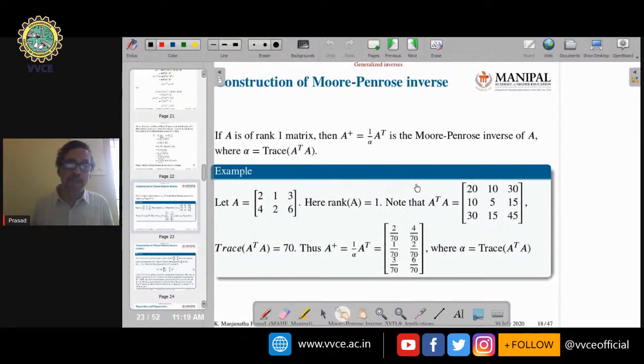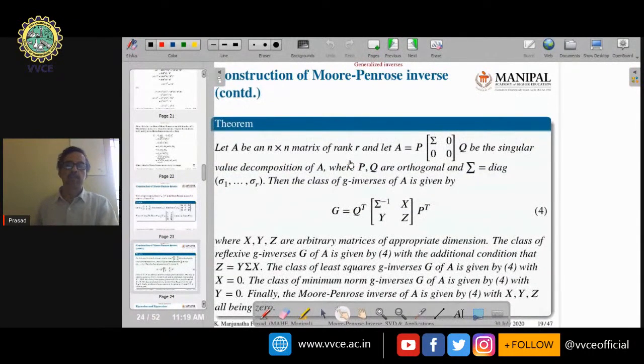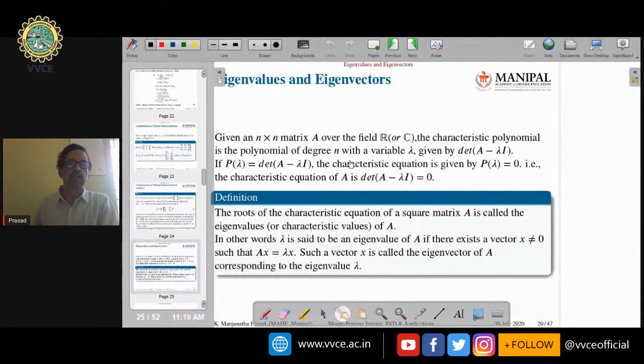But don't play the same trick when rank is not equal to 1. It is not so simple. That is where the singular value decomposition comes to our help. I don't discuss this now. Unfortunately, I kept this particular theorem over here. I'll come back to this slide once I discuss the singular value decomposition.